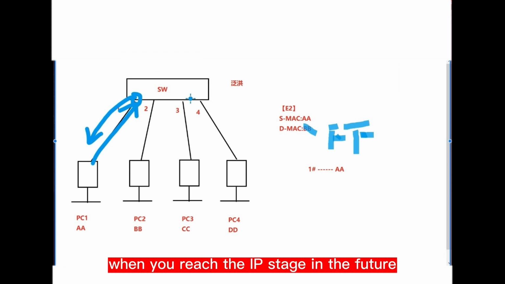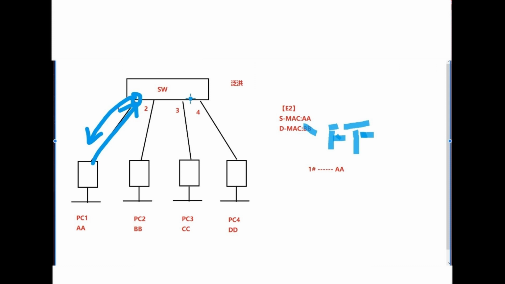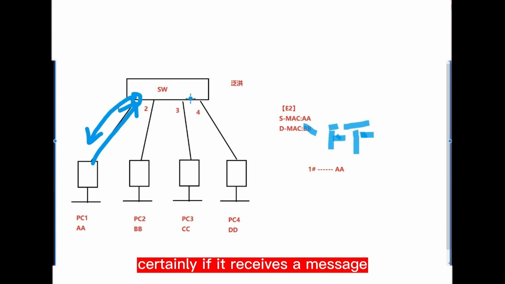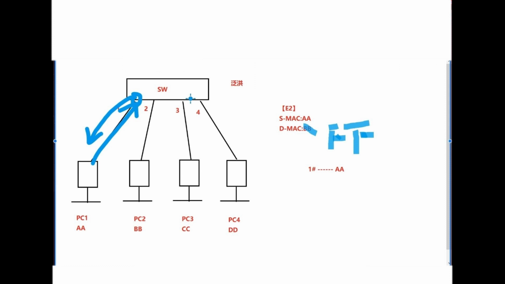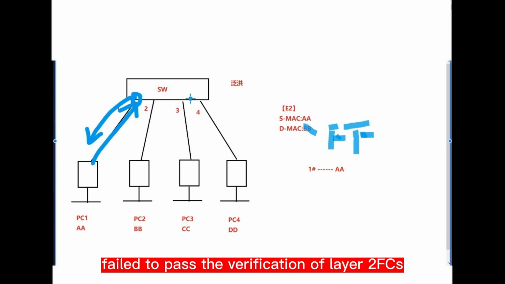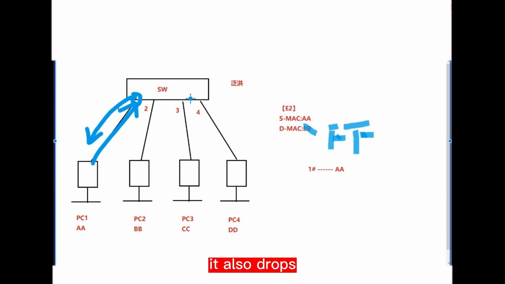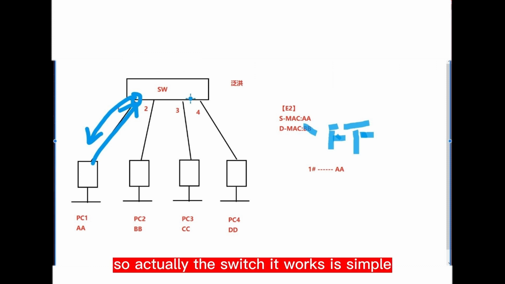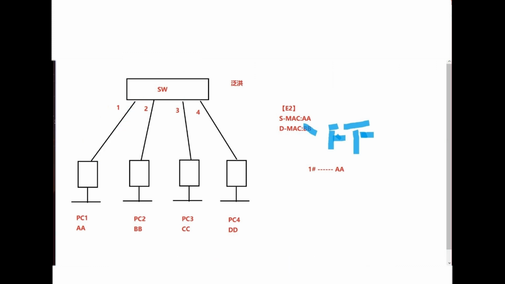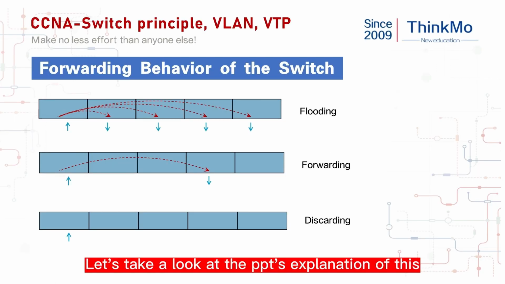When you reach the IP stage in the future, you will learn about layer 2 loops. When you encounter a loop, you can understand this sentence. Certainly, if it receives a message that fails the layer 2 FCS verification, it also drops it. So actually the switch's work is simple: forwarding, or flooding, or discarding. Let's take a look at the PPT's explanation of this.